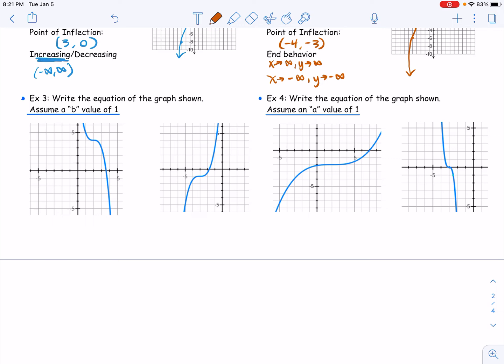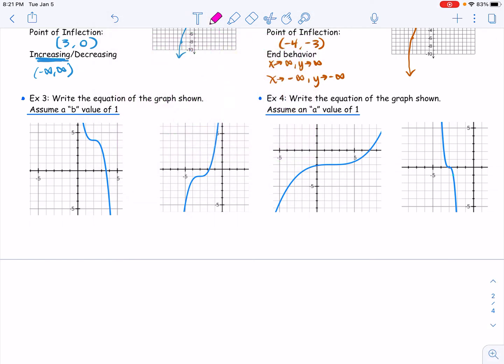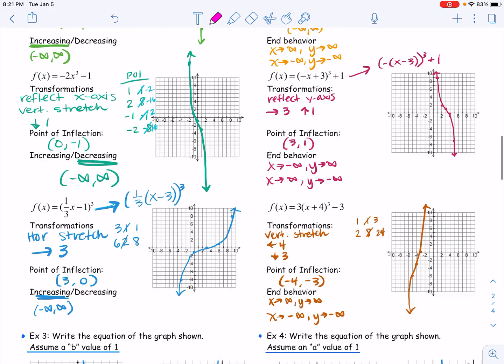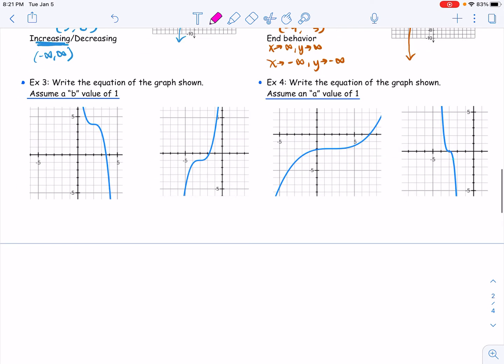I'm going to give you a graph and you need to figure out what transformations have been applied. To help you do that, I put a little stipulation on the first 2 graphs and the last 2 graphs. The first 2 graphs, I'm telling you, have to have a B value of 1. And remember that B value is that horizontal stretch or compression. So for the first 2 graphs, there is no horizontal stretch or compression. So it's only vertical, if at all.